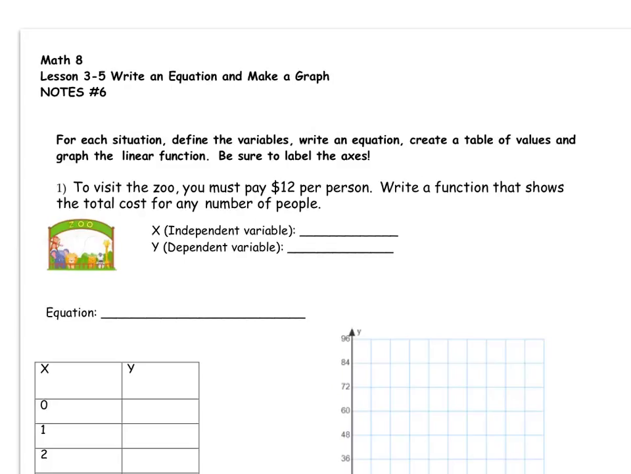To visit the zoo, you must pay $12 per person. Write a function that shows the total cost for any number of people. So to write a function is basically asking you to write an equation. So when we see write a function, they're asking us to write an equation.